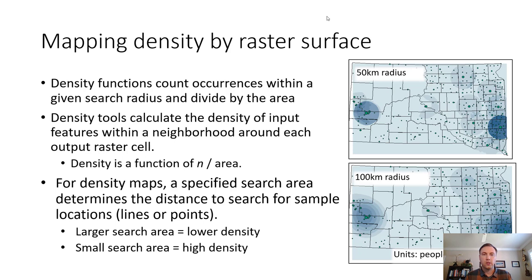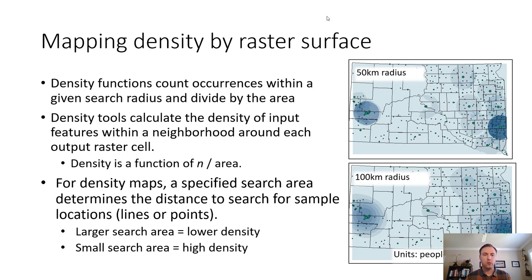Density is a function of known values, known numbers of objects, divided by area. It's the same as when you're using a vector data set with a known area, but in this case you have to set the search radius instead of using blocks or tracts or counties. For density maps, a specified search area determines the distance to search for sample locations, and this can be lines or points.